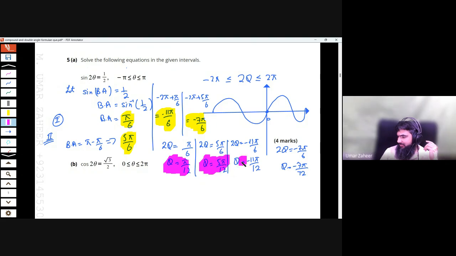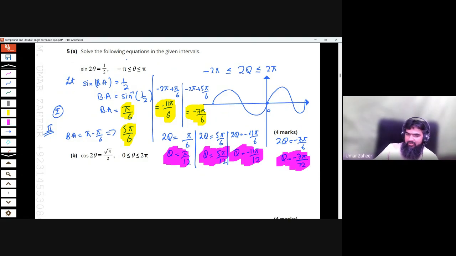Is it clear, everyone? This is not the new thing. I'm just doing the P1 and P2. This is not the new one. You already did these things in the trigonometry.